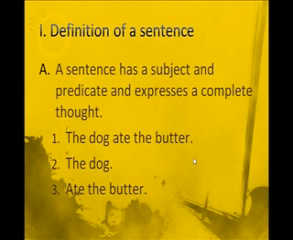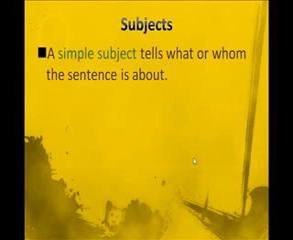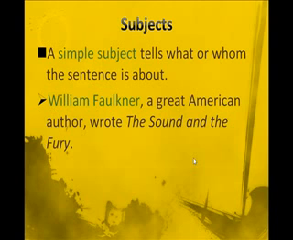Below, which sentence meets those three conditions? Only number 1 does. We're going to look at simple subjects for now. The simple subject tells us what or whom the sentence is about. William Faulkner, a great American author, wrote The Sound and the Fury. You can tell from the green what the simple subject is, but also recognize that it answers the question, who is this sentence about?